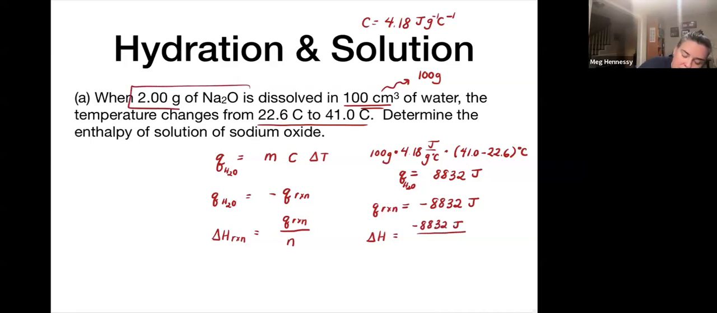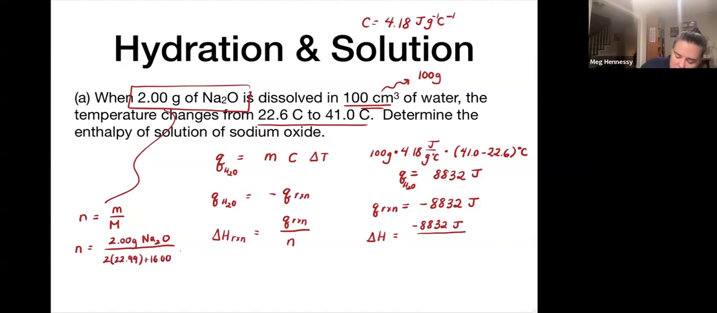Oh, well, we have this number in grams, so let's quickly go over here and recall that the number of moles is equal to the mass divided by the molar mass. So the number of moles is going to be equal to 2 grams of sodium oxide divided by 2 times 22.99 plus 16.00 grams per mole. I think that's the right molar mass. It's going to be 61.98. So it's going to be 2.00 divided by 62 moles.